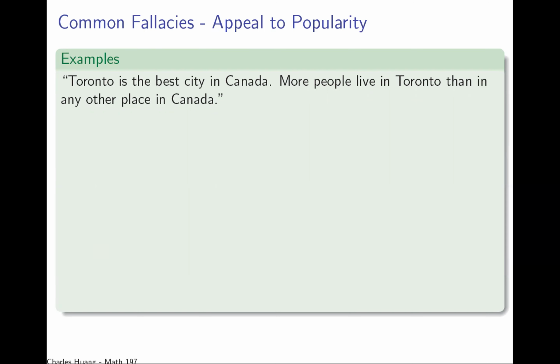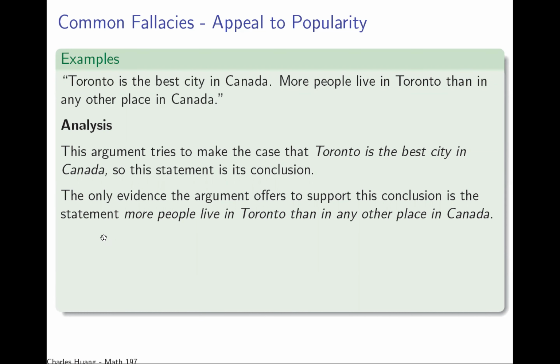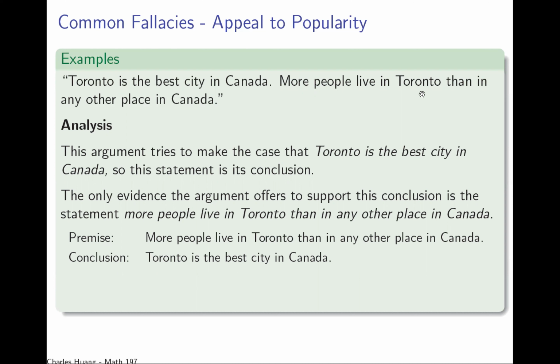The first example is a type of fallacy called appeal to popularity. In this example argument, Toronto is the best city in Canada. More people live in Toronto than in any other place in Canada. Here, we're trying to reach the conclusion that Toronto is the best city. The evidence that we use to support this idea is that there are more people living in Toronto than any other place.